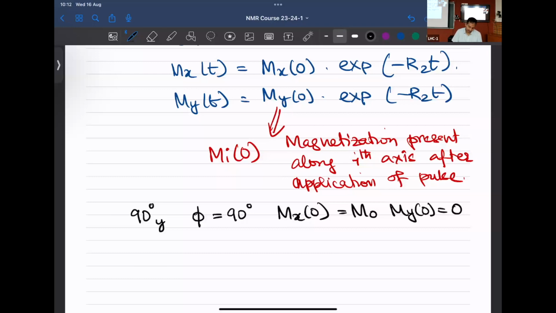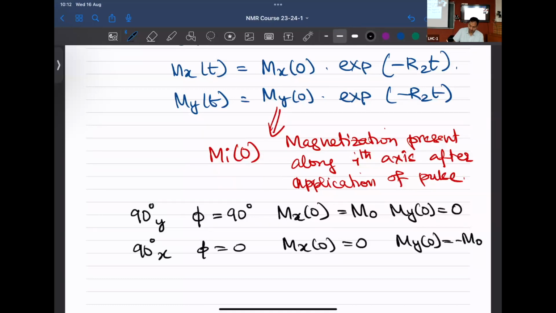Okay. Similarly, if you end up applying a 90-degree pulse along x where phi is 0, you will have Mx of 0 equal to 0 and My of 0 is minus M naught. We'll see why that's a minus coming in. It's counterclockwise rotation. For people who would like to imagine this, you have 3 axes. I always use a right hand. Most of us end up writing with our right hand, and therefore it's easy to look at left hand. Everything changes there. So be super careful. Okay. Always look at your right hand.